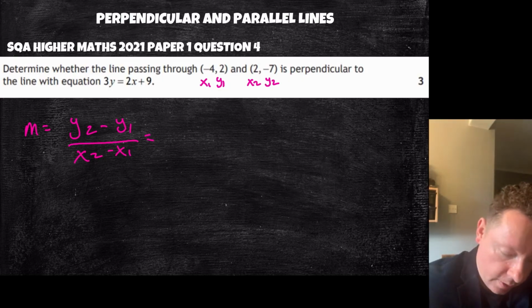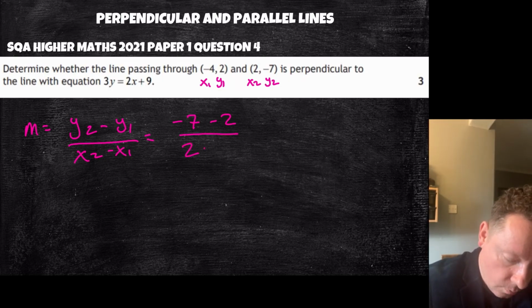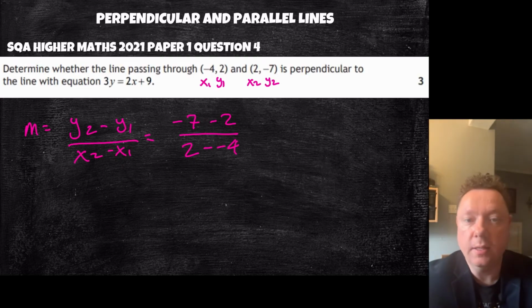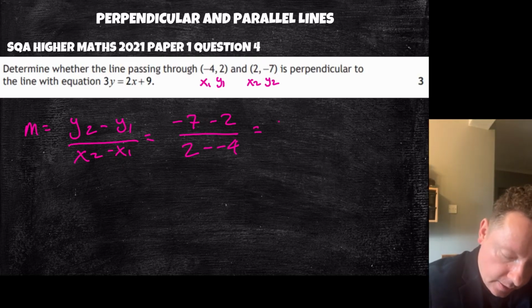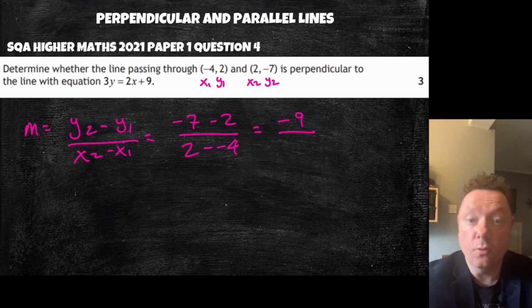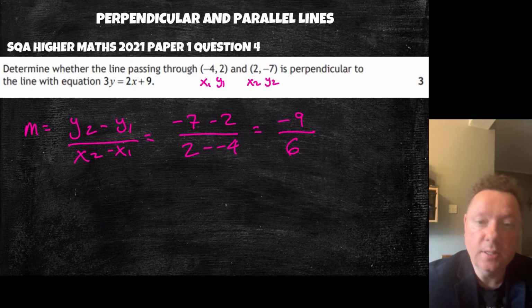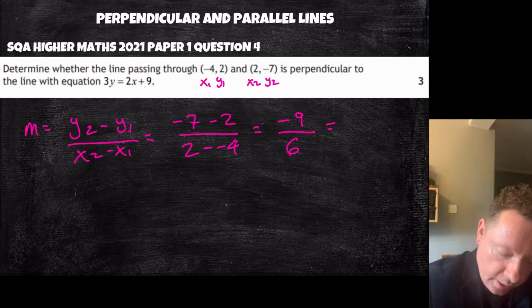So let's look at that. That's minus 7 minus 2 on the top, and it's 2 minus minus 4. Watch out for that double minus. That's minus 9 on the top and 2 plus 4 is 6. Always simplify your fractions. Divide by 3 to get minus 3 over 2. So there's the gradient of our first line.